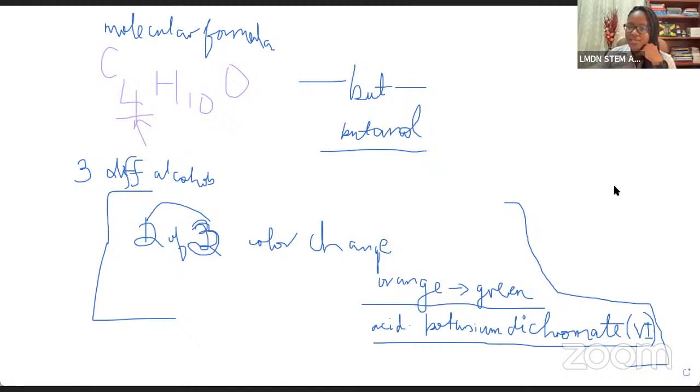So those are the things that the potassium dichromate as an oxidizing agent is capable of doing, while it itself, the potassium dichromate, is reduced in the process, and that reduction results in that orange to green color. Okay. So where we are now is, we have 3 main classes of alcohols, right?